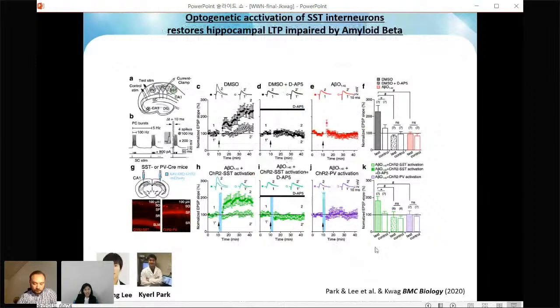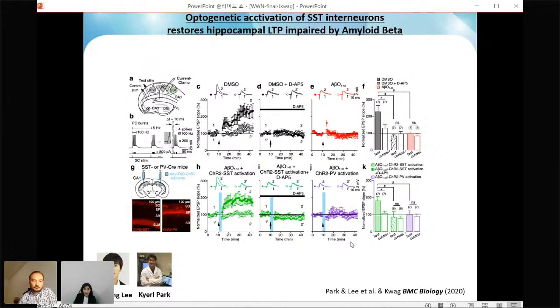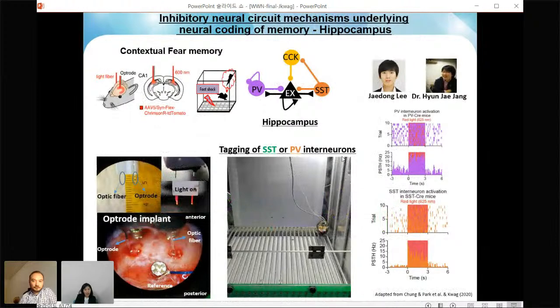And similar spike phase analysis shows that PV is more related to gamma and SST is more related to theta oscillations. Similarly, we also did spike timing dependent plasticity induction in the hippocampus. For example, in Alzheimer's disease, if you activate SST interneurons, it can restore spike timing dependent plasticity, whereas PV activation cannot. So we are using these Alzheimer's disease models to learn how the PV and SST interneurons are involved in memory processing.